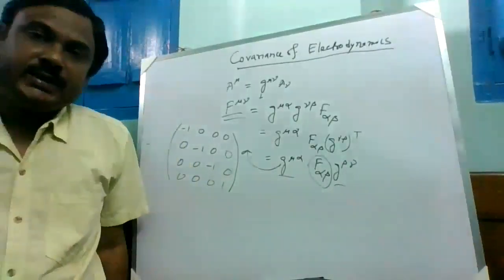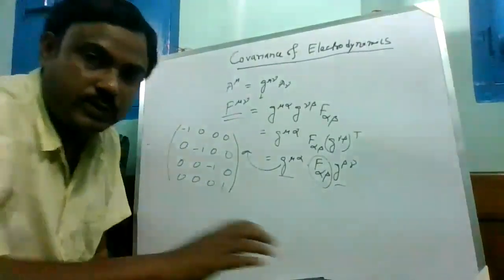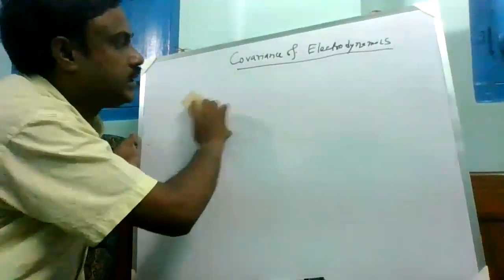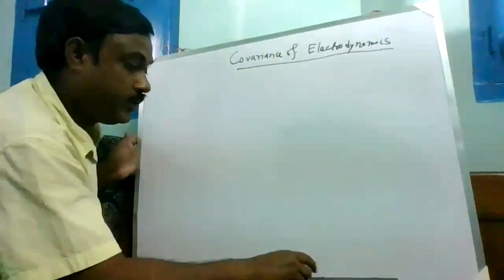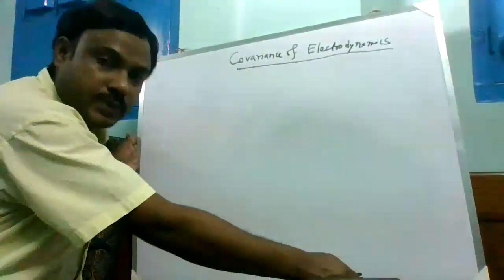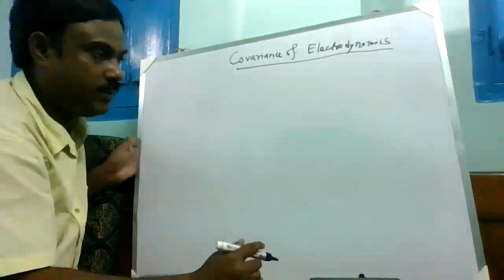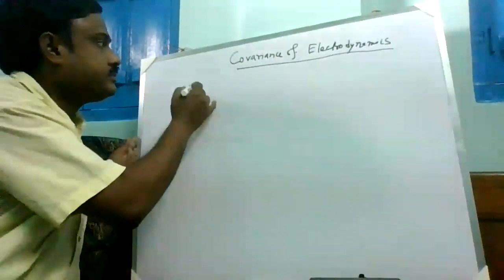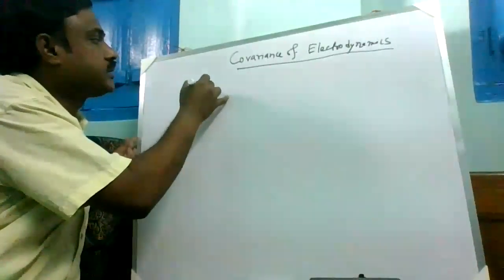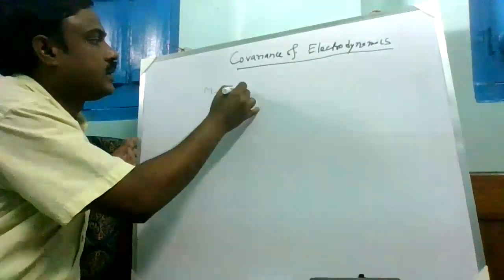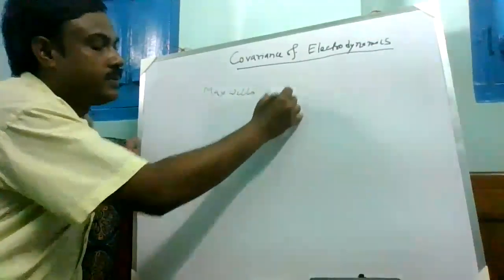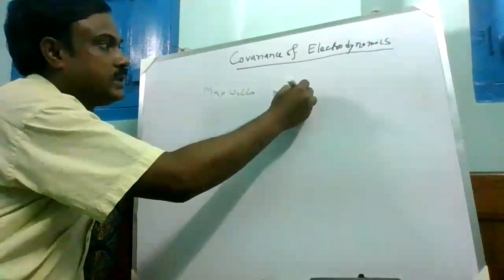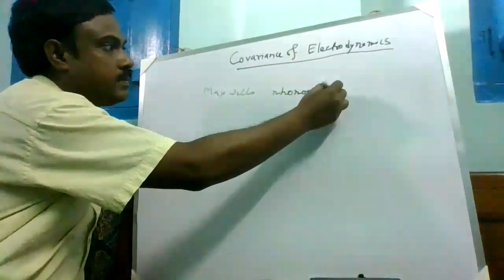We are taking first the inhomogeneous equations. You know, there are 4 Maxwell's equations: 2 are homogeneous and 2 are inhomogeneous equations. We are taking the inhomogeneous equations because this will lead to a very simple form. Then we will consider the homogeneous equations also. So, the inhomogeneous Maxwell's equations.